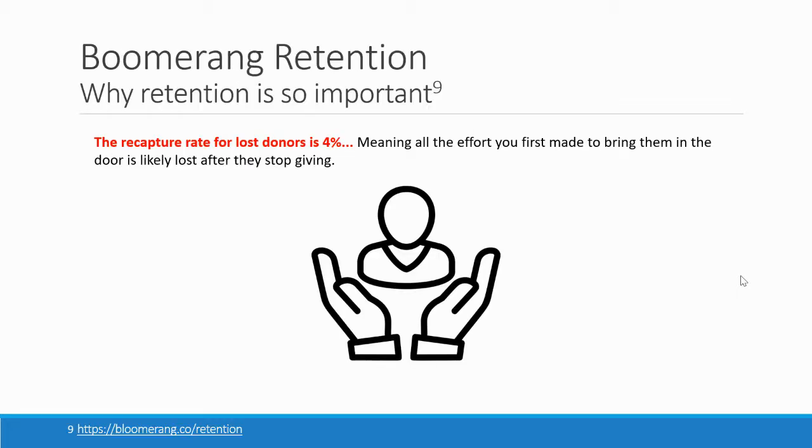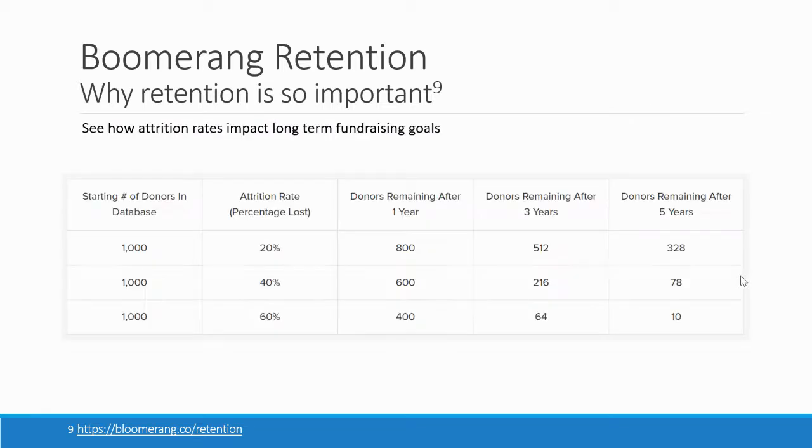As far as data goes, I wanted to share this knowledge with you around retention rates, where recapture rates for attrition of donors is 4%. So all of the effort you make and put in to trying to bring donors in the door is lost after they stop giving, nearly after the first year. So when you're thinking about hitting your annual fund goals right now, what I think about is actually just maintaining that relationship and retaining your current members.